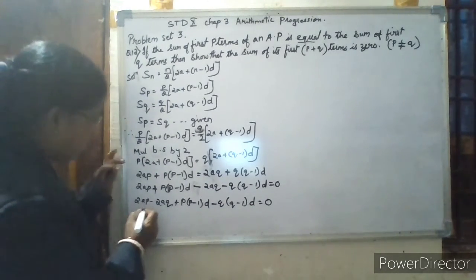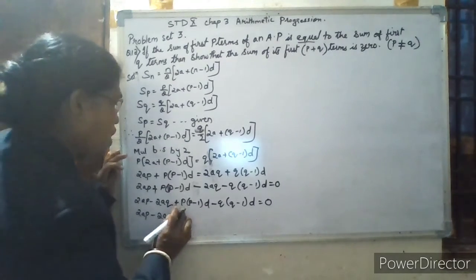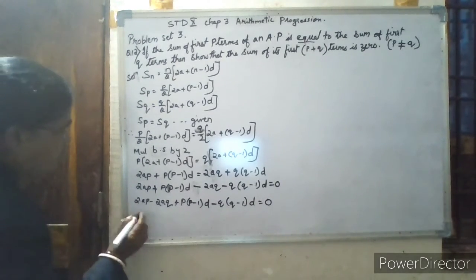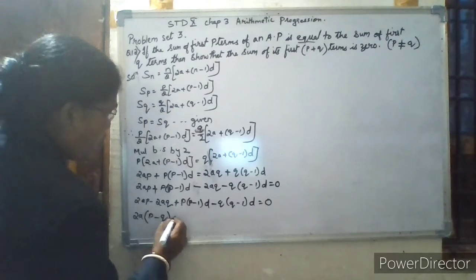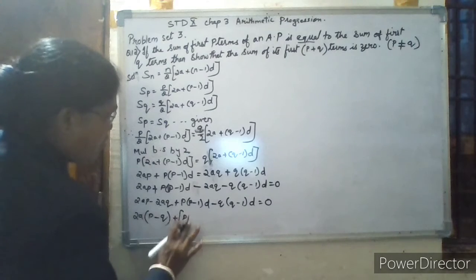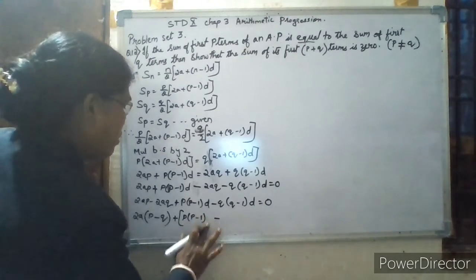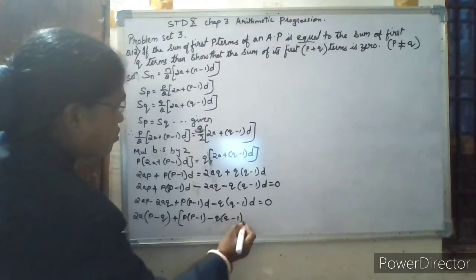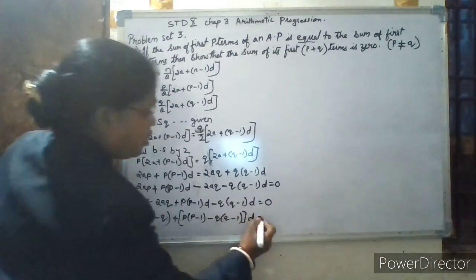Now in 2ap minus 2aq, 2a is common, so take out 2a, and it will be p minus q that remains here. Then plus, in these other two terms, d is common, so we take out d. Here p into p minus 1, minus q into q minus 1, the whole thing into d, equal to 0.